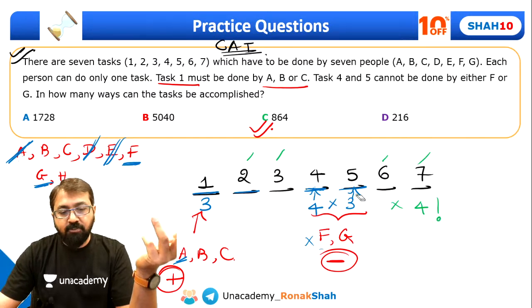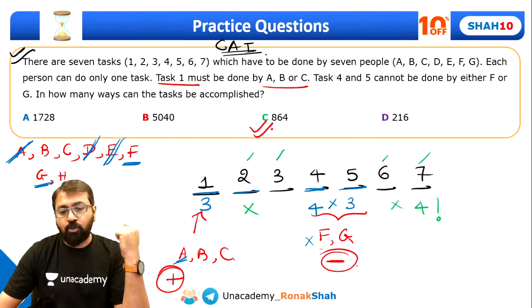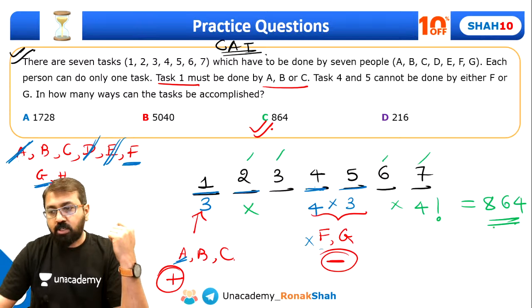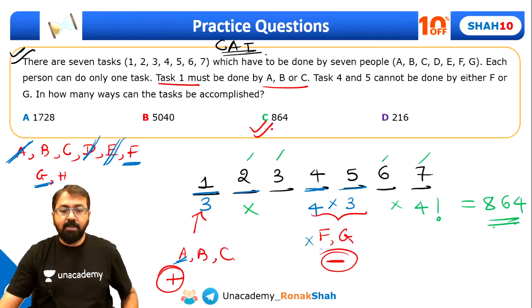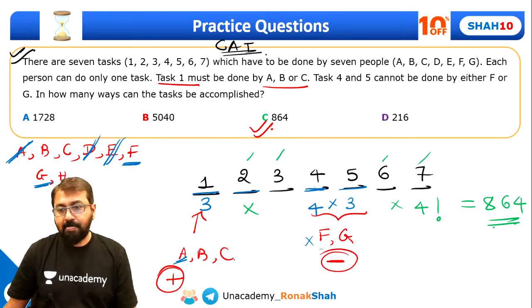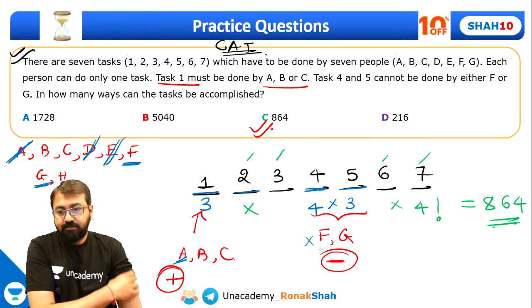So total number of ways आपके कितने हो गए? It will be 3 into 4 into 3 into 4 factorial. Please calculate this. It will come out to be 864 in total. The total number of ways will be 864. Is that clear, everyone? क्या ये सबको क्लियर है?